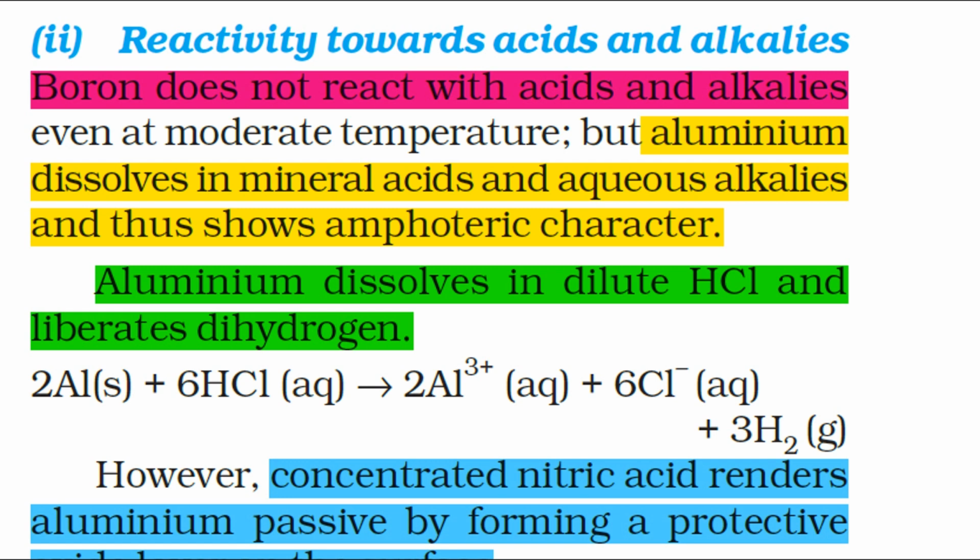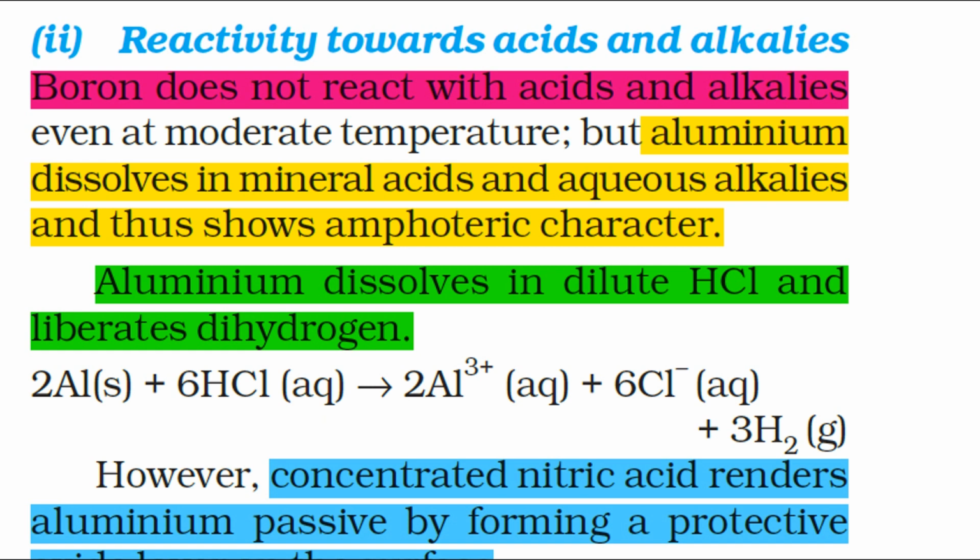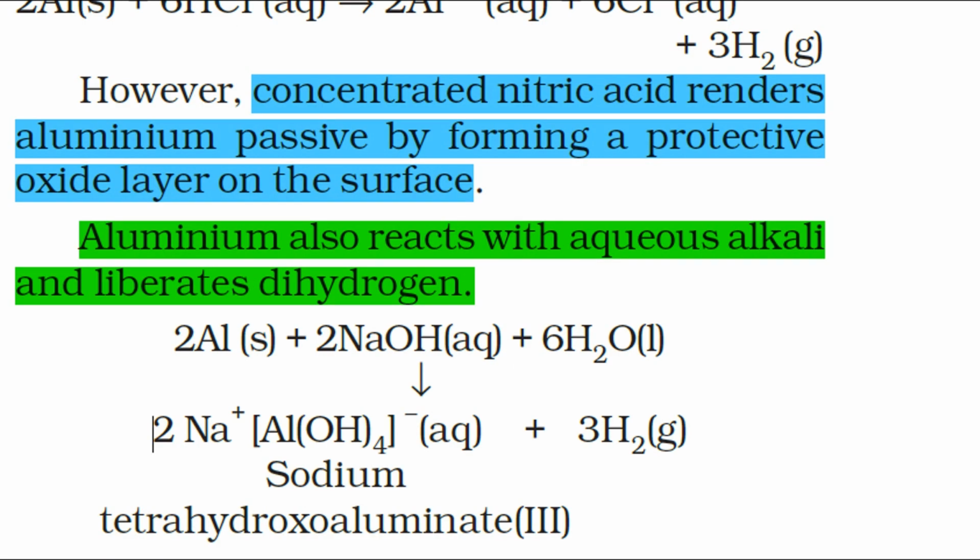The next is reactivity towards acid and alkali. Boron does not react with any acid or alkali, but aluminium reacts with both acid and alkali. Thus, it is amphoteric in nature. Aluminium dissolves in dilute HCl and aqueous alkali and liberates hydrogen, but nitric acid makes a protective layer on the surface of aluminium and makes it passive.